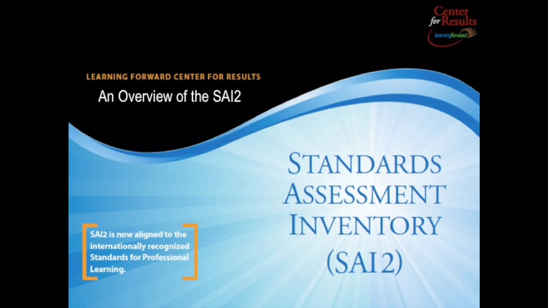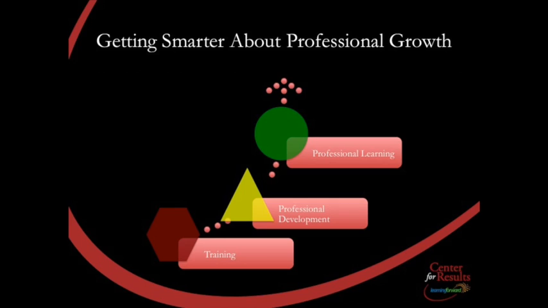The SAI is a valid and reliable instrument for measuring and improving the quality of professional learning experienced by educators. In this 8-minute webinar, we will provide a brief overview of the standards for professional learning and describe the features of the SAI. Over the last 3 decades, the field of professional learning has undergone a great transformation.